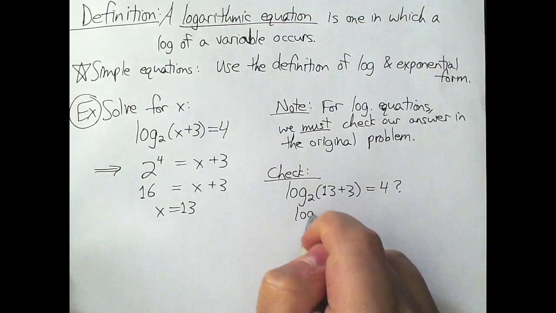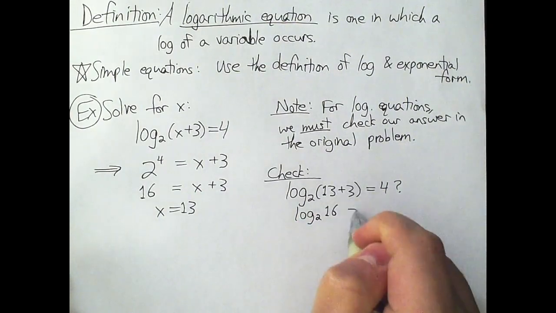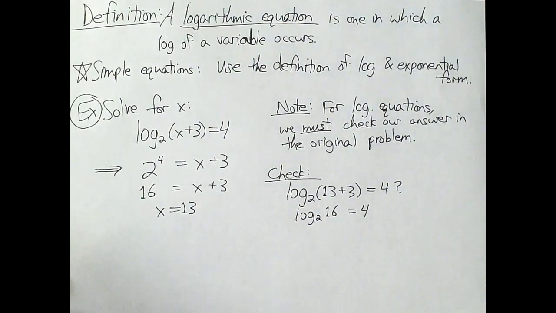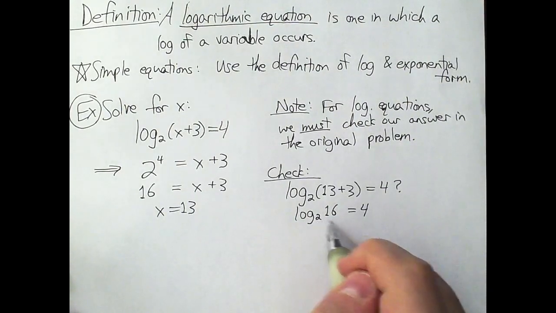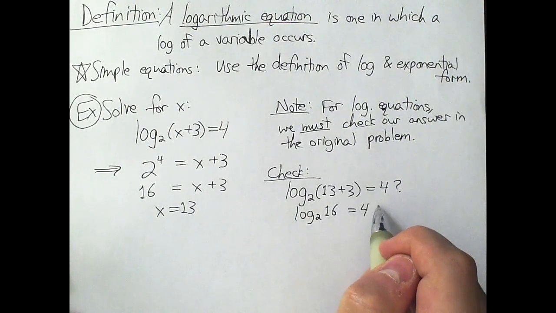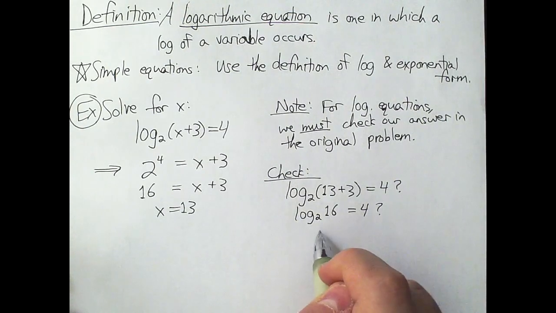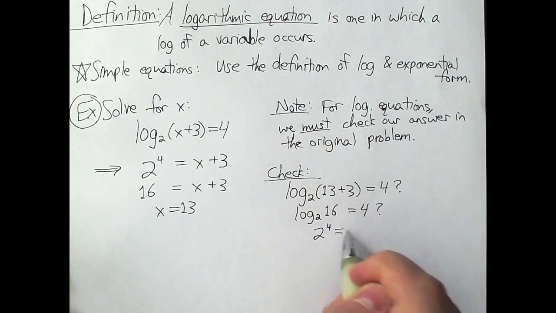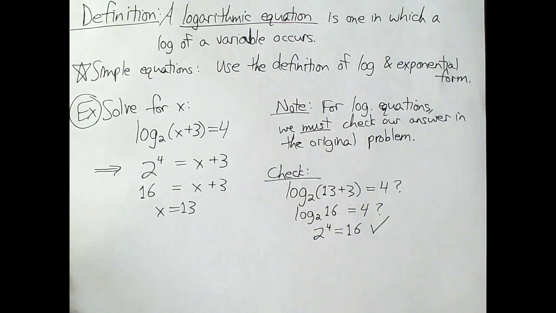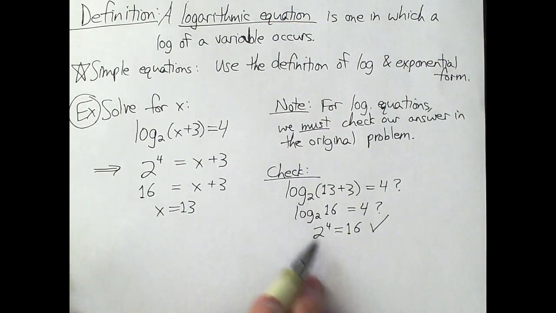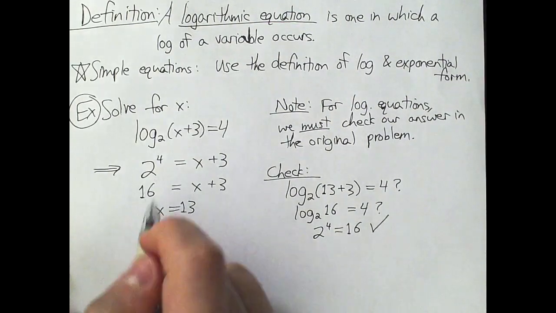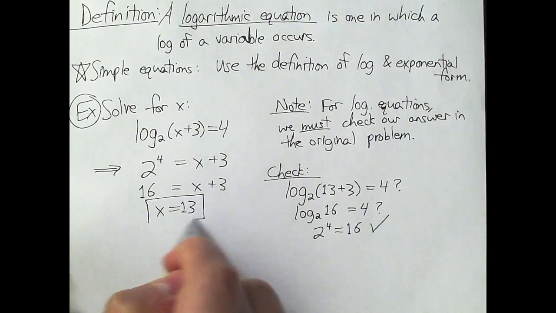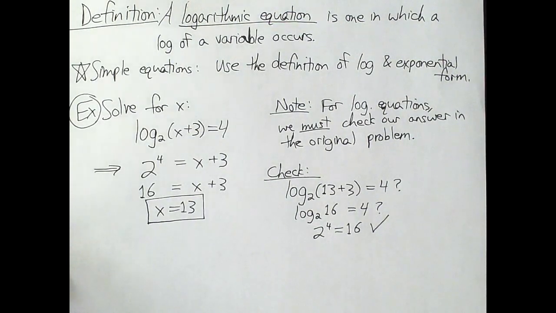And yeah, checking is going to be pretty quick because look what this says. It says, does log base 2 of 16 equal 4? Yeah, this is true because 2 to the 4 does equal 16. So I'll just put a check mark next to it. And now that I did this and I see that everything checks out, I'm going to put a box around the answer. X equals 13 is correct.